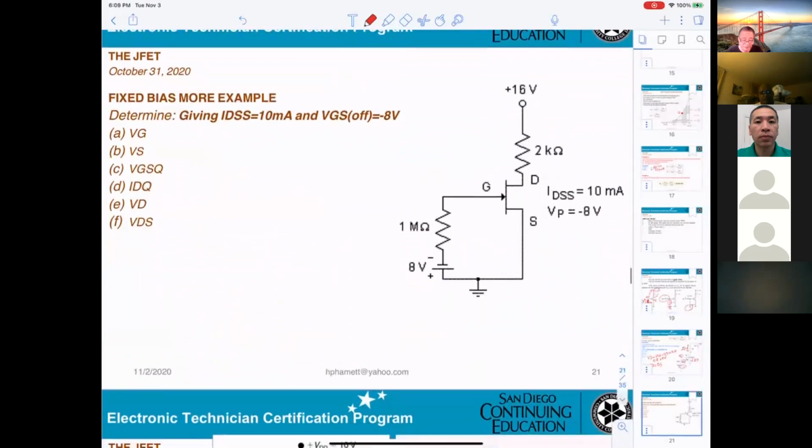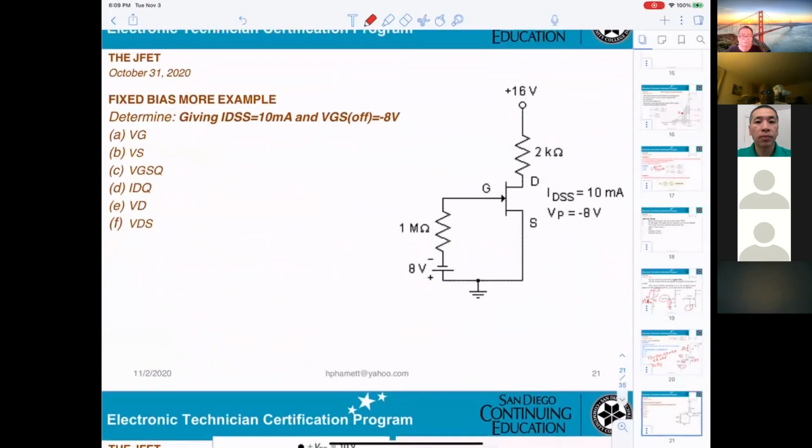Okay, you guys do for me there. 50-50. Okay, make sure VGS off equals minus 8 volt. On this one, the textbook, they need to draw.